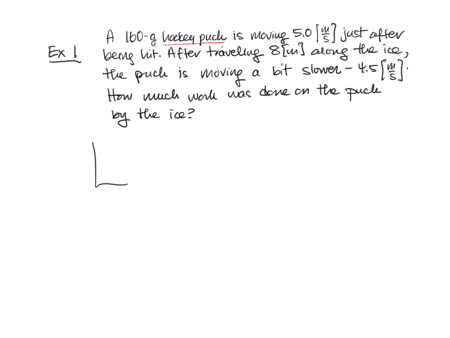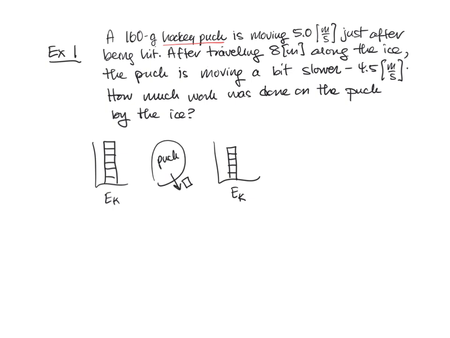And if we made an LOL diagram to help us visualize what's going on, we have the puck. All it can have is kinetic energy. That's the only account. It's moving 5 meters per second just after being hit, so I'm going to say that's like 6 boxes. And after traveling 8 meters along the ice, it's a little bit slower, so let's take some boxes away. If we were writing this down before, we would say that 1 box of work has left the system.